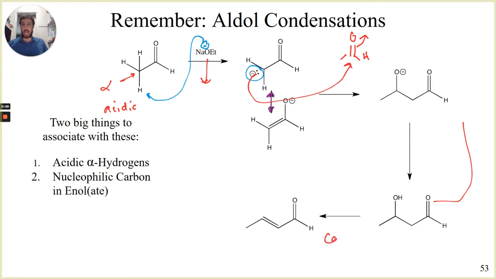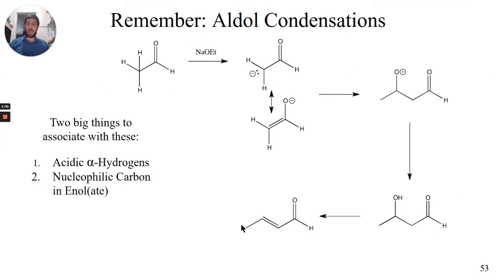potentially even doing a condensation, or likely doing a condensation, because there's still alpha hydrogens that are acidic that could be removed. So the big things that we got out of this were that acidic alpha hydrogen, and that we ended up with a nucleophilic carbon via the enolate. Those are important aspects to remember because those same things are going to carry across when we move to our acid derivatives.